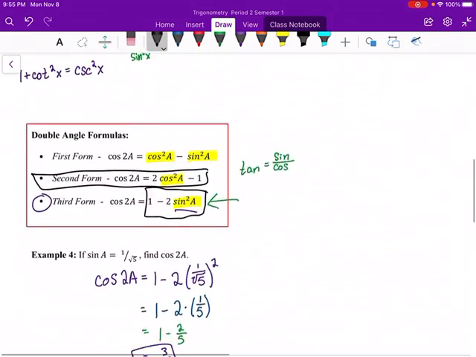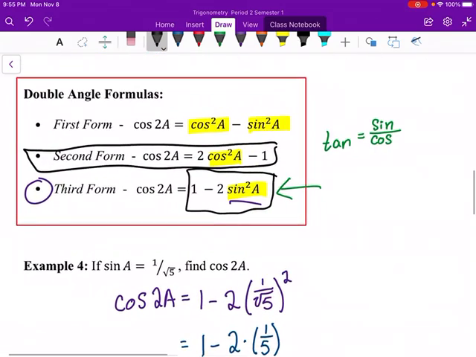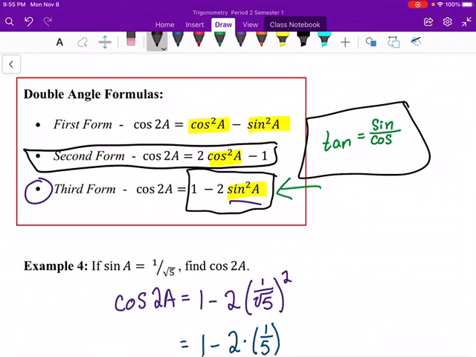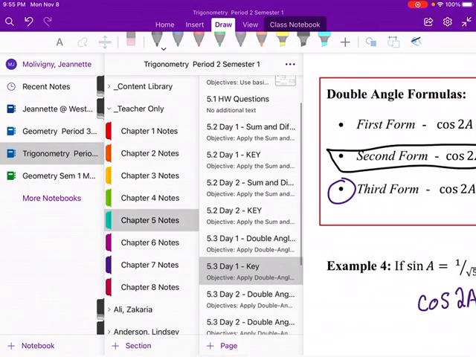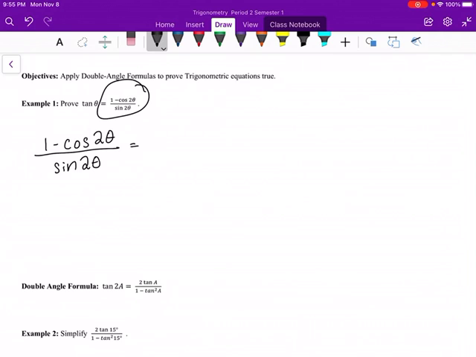And then we're going to have to choose one for our double angle formulas. And we are trying to get to tangent, which is sine over cosine. So we're going to choose the one that has only sine in the answer, because that will help us simplify a little bit faster. So that's 1 minus 2 sine squared of theta, which is going to go on the top of our equation in our example for today.